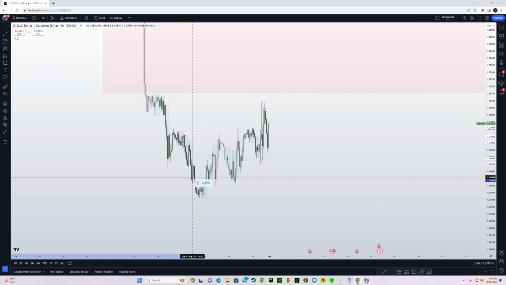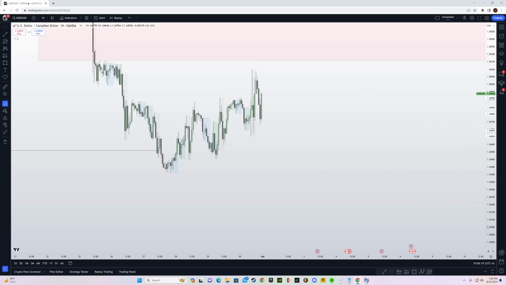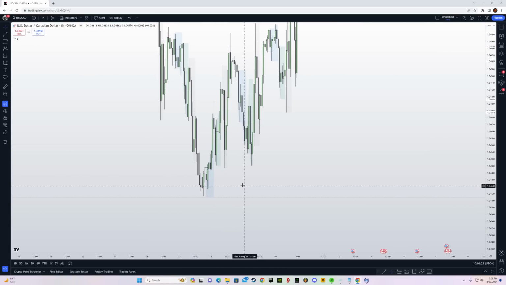So we take out ERL right here, and then we are looking for a market structure shift that is going to confirm our bias. And if you look closely over here, we formed a lower low, lower high, and then a lower low. We swept this low just around here.